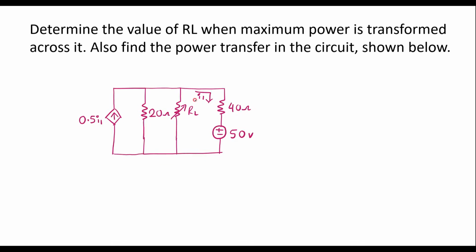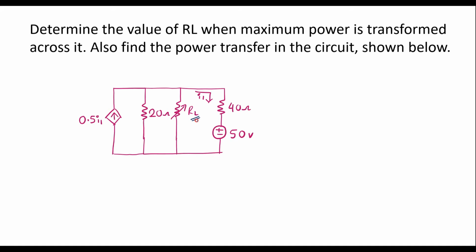Here we have to find the value of RL such that the maximum power is transferred to RL. That's why it is shown as a variable, the RL value is what we are supposed to calculate. This circuit consists of a dependent source and an independent source. So to find the value of RL, first we have to bring this circuit into Thevenin's equivalent circuit.